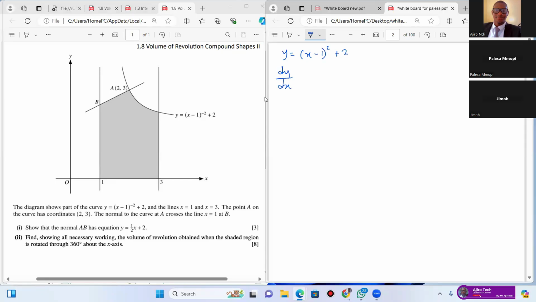dy/dx is now what? The power multiplying the bracket's derivative, which is 1, times the bracket itself raised to power 1, plus the derivative of 2. That means you have 2 into (x minus 1), plus 0. That's my dy/dx, isn't it?